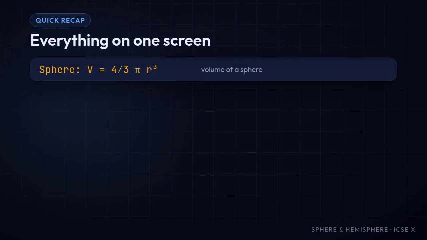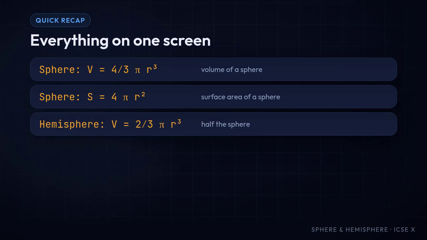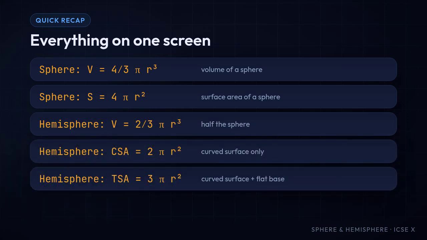Quick recap. For a sphere, volume is 4 by 3 pi r cubed, and surface area is 4 pi r squared. For a hemisphere, volume is 2 by 3 pi r cubed. Curved surface area is 2 pi r squared, and total surface area is 3 pi r squared. And remember, surface area scales with r squared, while volume scales with r cubed.